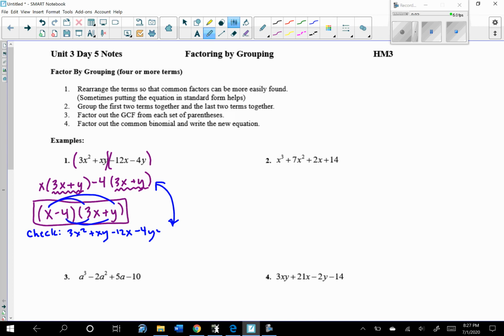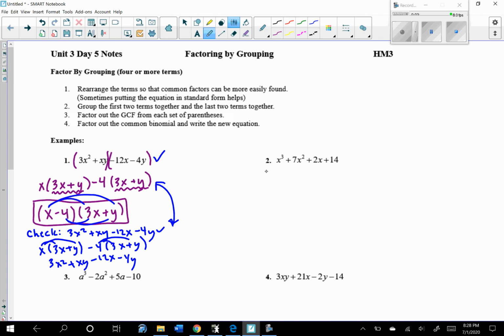So as you can see, this checks out here. And again, if I have x times 3x plus y minus 4 times 3x plus y, and just distribute that way, you'll see you also get the same thing. So 3x squared plus xy. And then here, when you distribute, minus 12x minus 4y. So it's just another way of factoring.